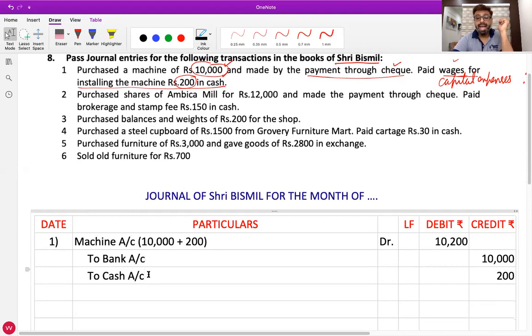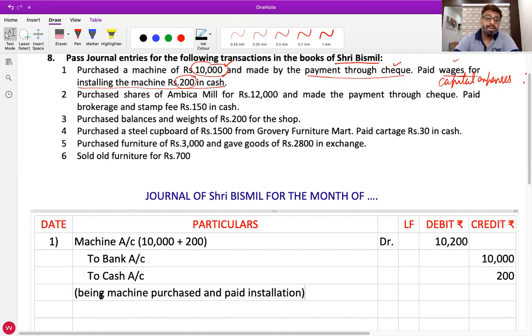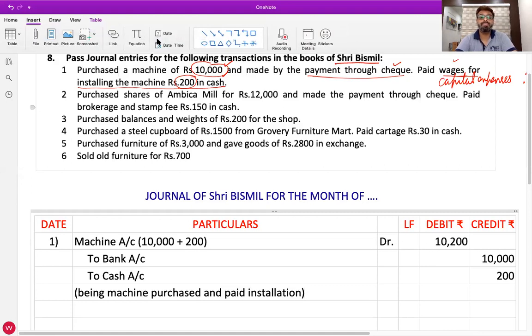And third effect, cash goes out. Rule: credit what goes out. Therefore, to cash account credit with 200. Being machine purchased and paid installation.